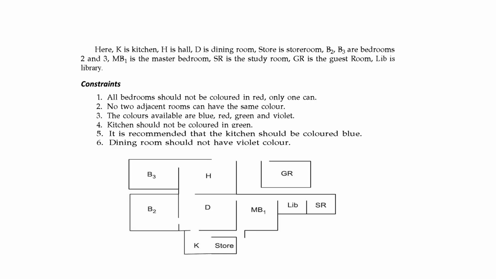So we can choose blue, red, or violet. And it is recommended that the kitchen be colored blue always. So they have given the kitchen the proper color, blue. And the dining room should not have violet. Okay, so this is the room structure, like our building or house structure. So hall, dining, master bedroom, and K for the kitchen, then the storeroom, and then bedroom 2 and bedroom 3. This is the garden, this is the library, this is the study room, like that.